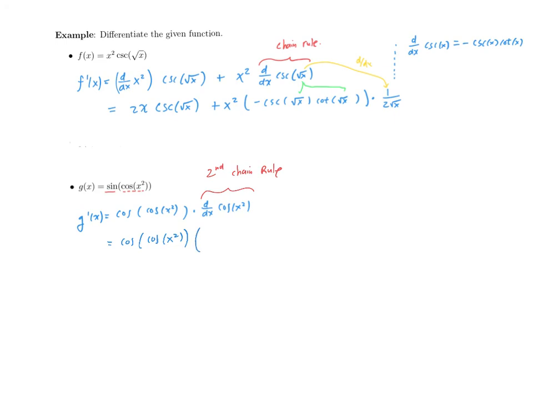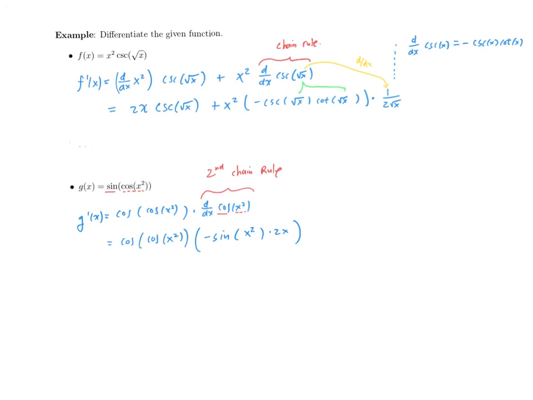The derivative of that outside function, so we think outside function is cosine, inside function x squared. So minus sine, evaluated at the inside function, multiplied by the derivative of the inside function. And once again, I would leave it precisely in this form, and this would represent the derivative of the function sine of cosine of x squared.